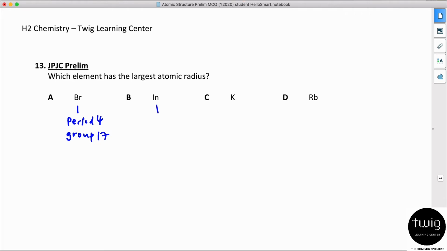How about In? Let me see which period. 1, 2, 3, 4, 5. It's in period 5. I'm going to write down this is in period 5 and group 13. Potassium is in period 1, 2, 3, 4, so period 4, and of course group number 1. Rubidium is in 1, 2, 3, 4, 5, so period 5 and group 1 also.